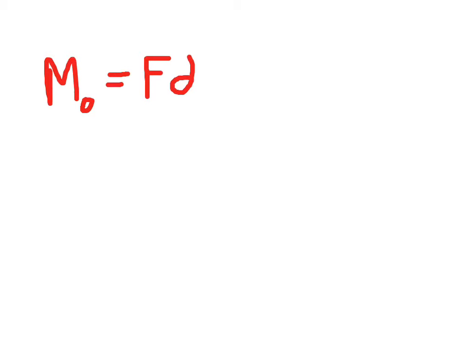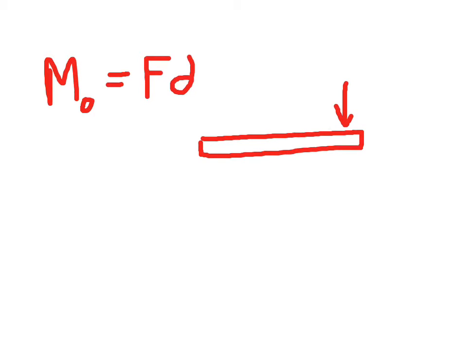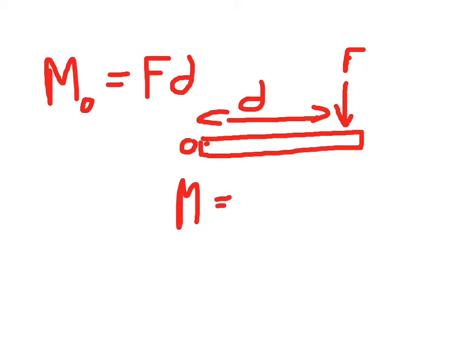So for example, you might have done something previously where you've got a force acting downwards, a distance from a point, and we'll call this point O. There's your force, there's your distance, and your moment would be your force times your distance. The key point there is they're at 90 degrees to each other, so it's a perpendicular distance. Sometimes that's called a torque.